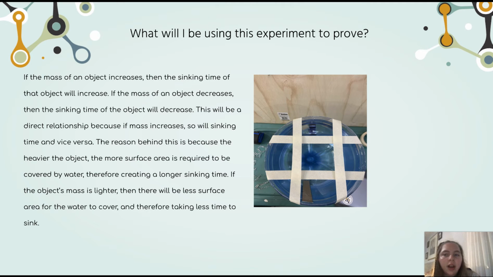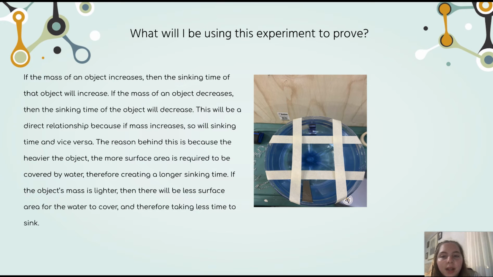So, I have created a hypothesis that if the mass of an object increases, then the sinking time of that object will also increase. If the mass of an object decreases, then the sinking time of that object will decrease. This will create a direct relationship because if mass increases, so will the sinking time, and vice versa if mass decreases. The reason behind this is because the heavier the object, the more surface area is required to be covered by water, therefore creating a longer sinking time.